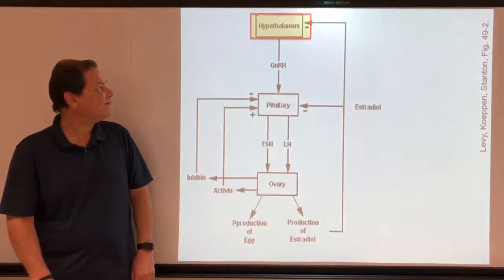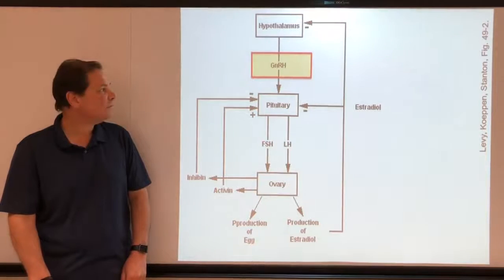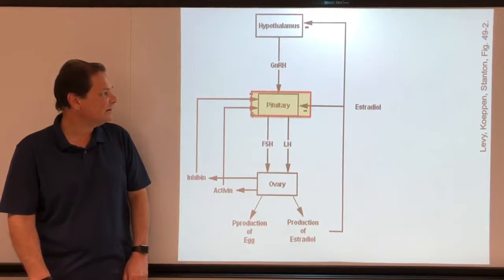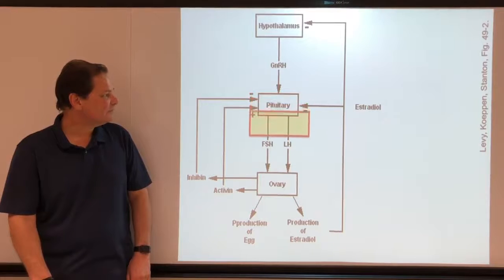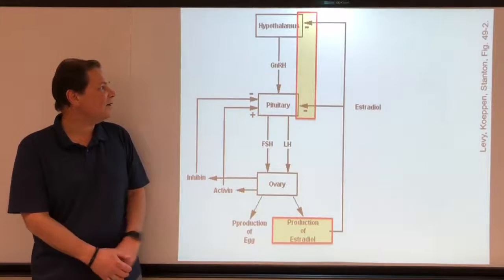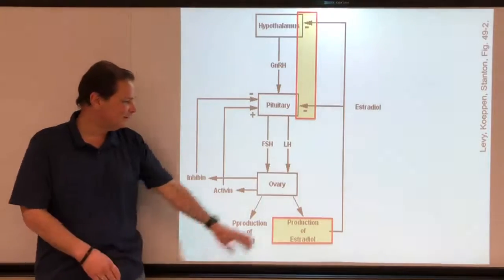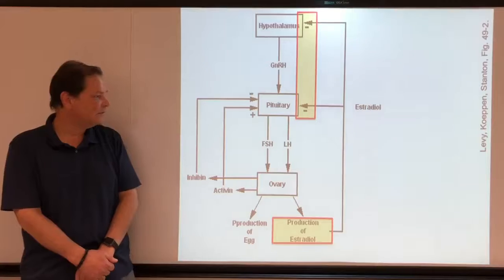So we start with the hypothalamus, and that releases GnRH, of course, and there's our pituitary, and GnRH stimulates the pituitary to release FSH and LH, and that stimulates the ovary to produce estradiol, which feeds back on the pituitary and the hypothalamus in a negative manner and keeps its own secretion under control.